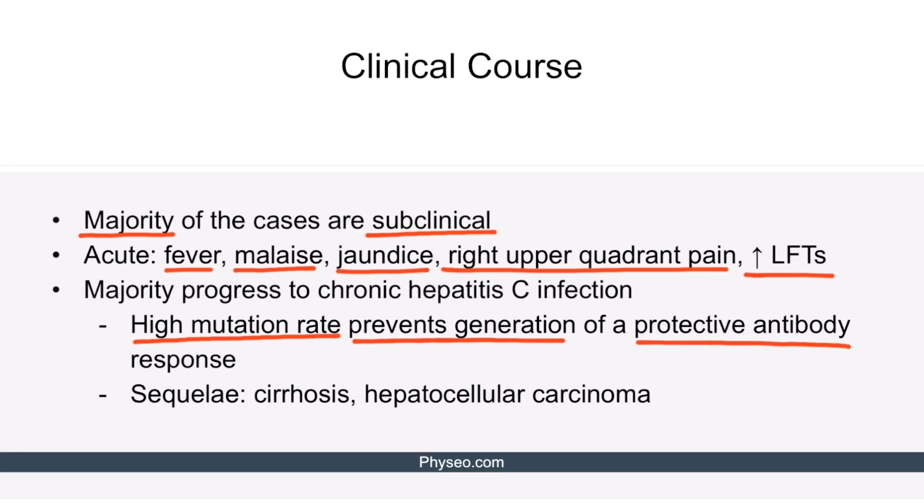Therefore, the majority of people cannot clear the infection, and it progresses to chronic hepatitis C, accompanied by an elevated risk of cirrhosis and hepatocellular carcinoma. Unlike hep B, this elevated risk of cancer is not due to viral nucleotide integration into host DNA, but merely due to the continuous inflammatory damage going on in the liver.